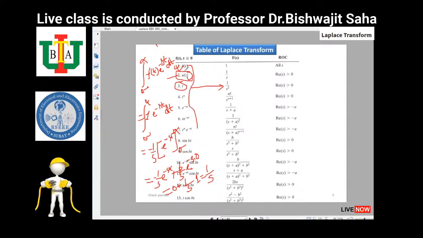These all are f of t. You can see it is written f of t. If you want to convert to f of s, then you have to follow this procedure, okay? The procedure to find this f of s.